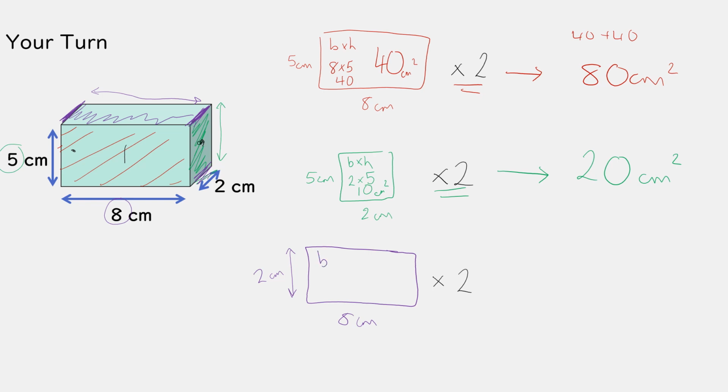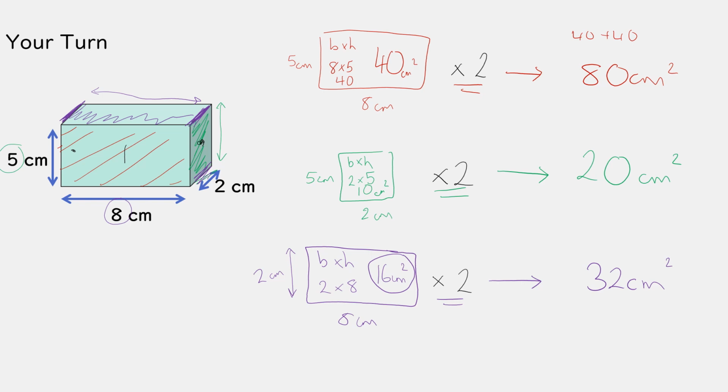The purple shape, again, we've got base times height. 2 times 8, 16 centimeters squared is one of those faces, but we've got 2 of the purple type, the top and the bottom of the cuboid, so I've got to times by 2.